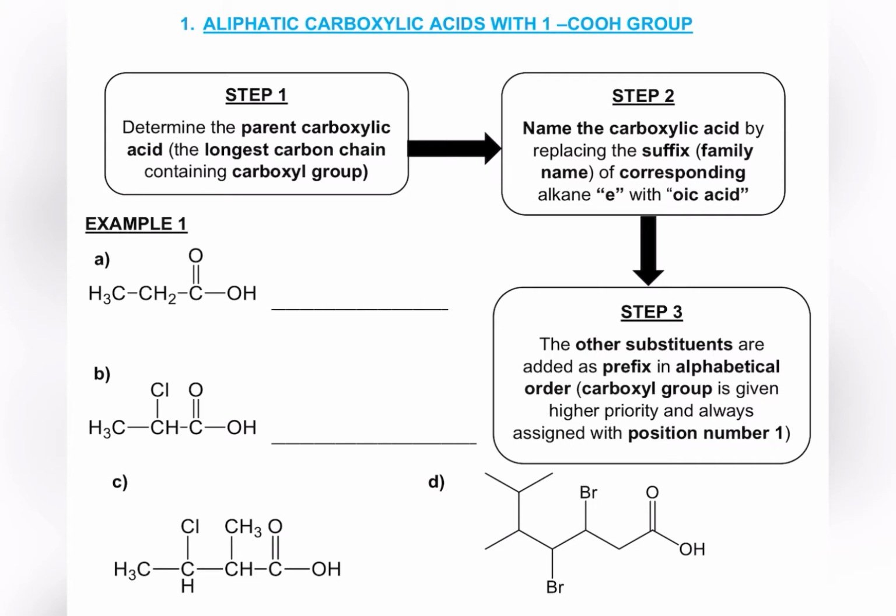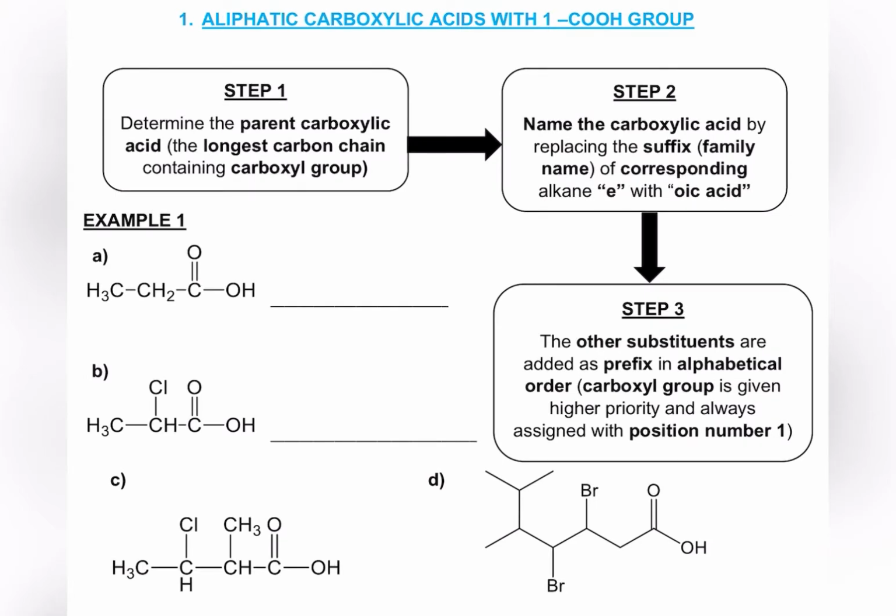So if you got aliphatic carboxylic acids with one carboxyl group, you have to follow step 1. You have to determine the parent carboxylic acid. This is where your longest carbon chain must contain carboxyl group. And the next one, step number 2, you have to give the name for carboxylic acid by using the suffix for their family name. The alphabet E here will change with oic acid, and there will be space between oic and acid.